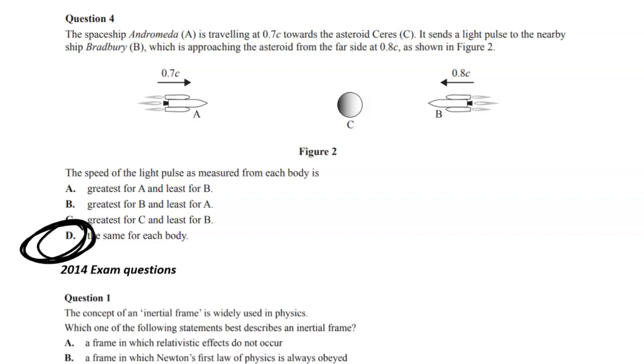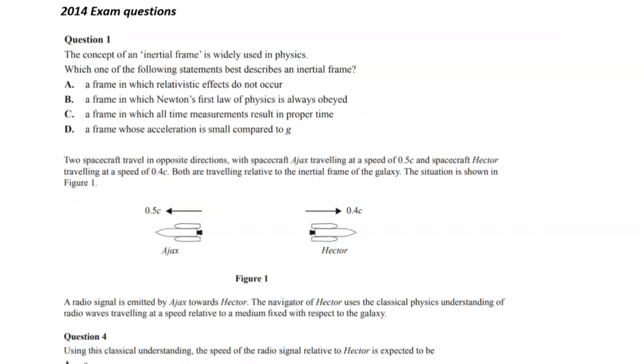So that means the person at A, the person at B, and the person at C will always measure the speed of light to be the speed of light, lowercase c. Okay, 2014 questions now. First one is talking about the concept of an inertial frame. It's used widely in what we're talking about at the moment. Which of the following statements best describes an inertial frame?